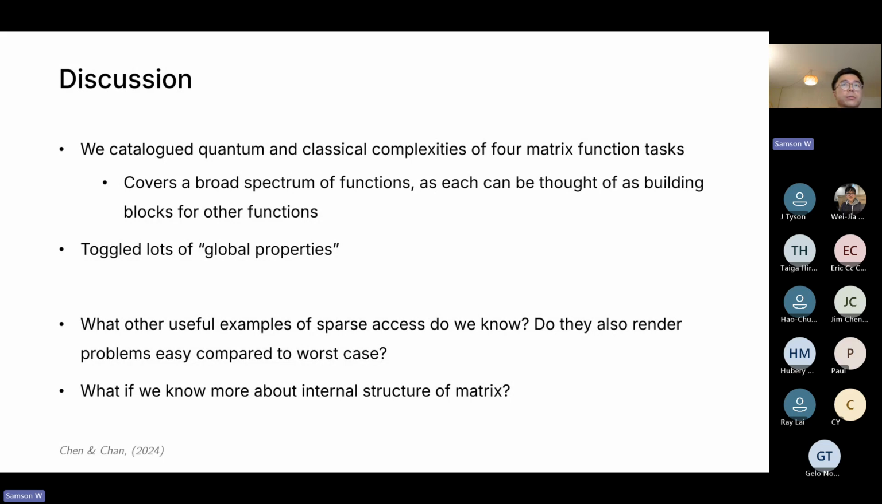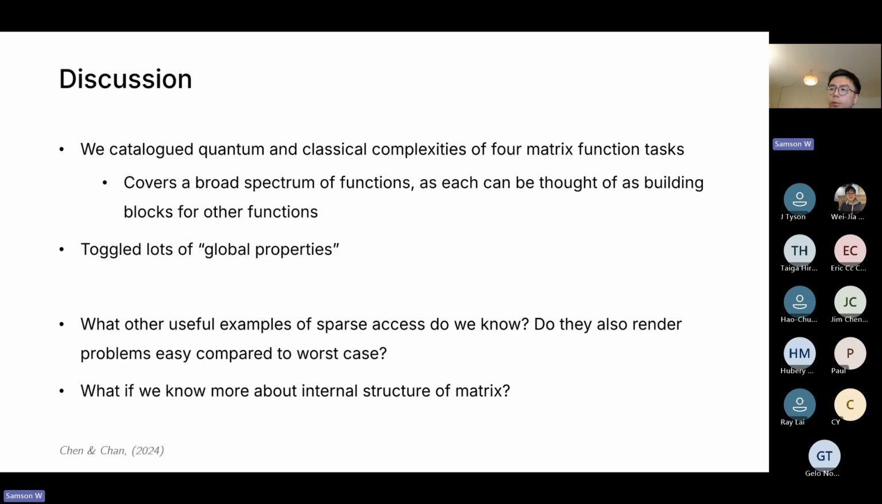People have been thinking of QSVT and using polynomials as building blocks of other functions, but you can also think of the time evolution function and even the inverse function as building blocks of other functions. And so far, we've been toggling lots of so-called global properties of the problems, right? So we're not saying much about the internal workings of our matrix A. We're looking at the norm, the sparsity, these kinds of things.